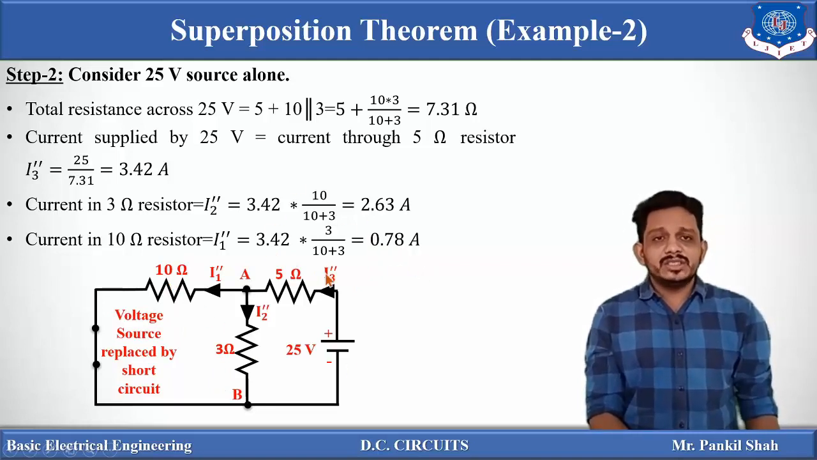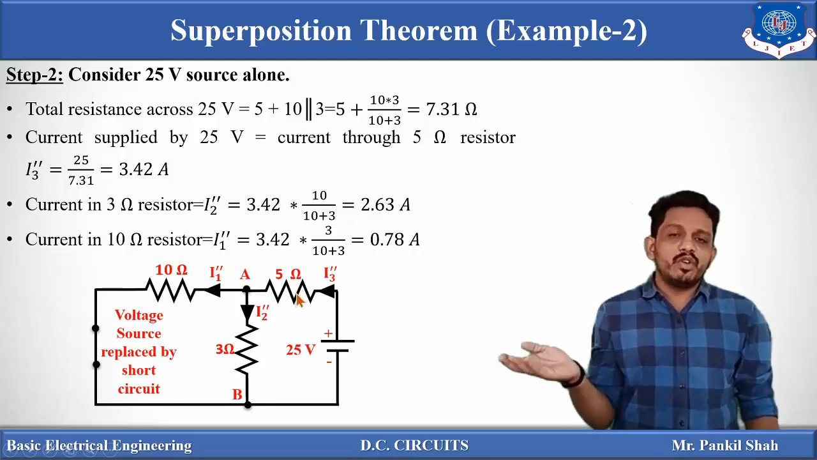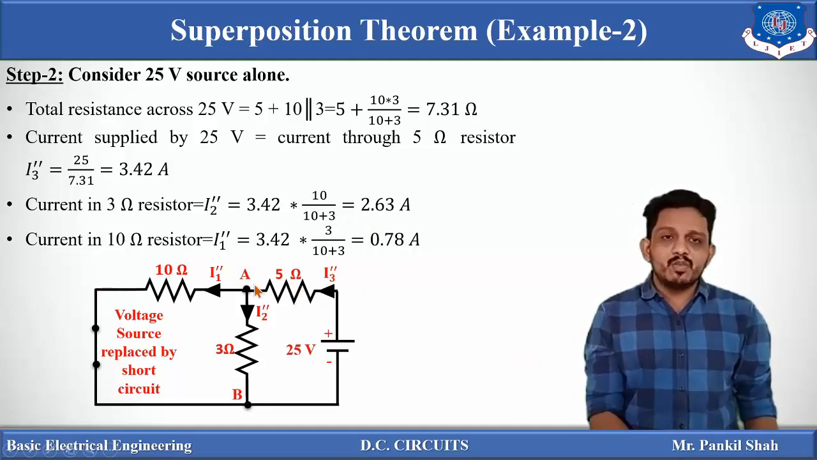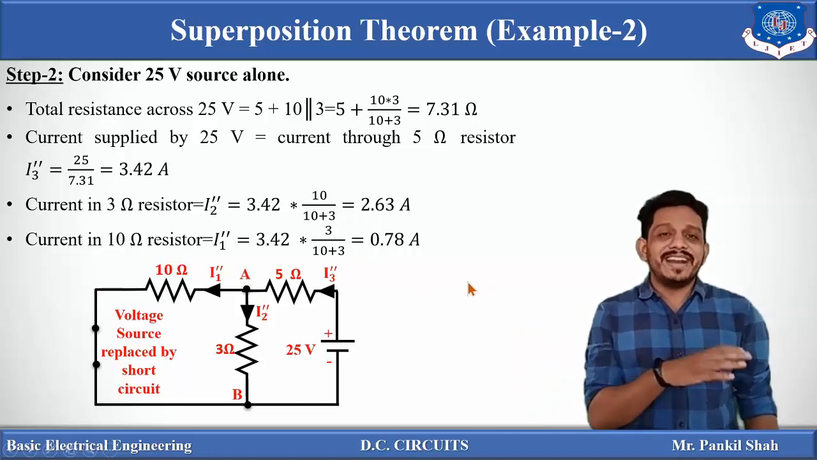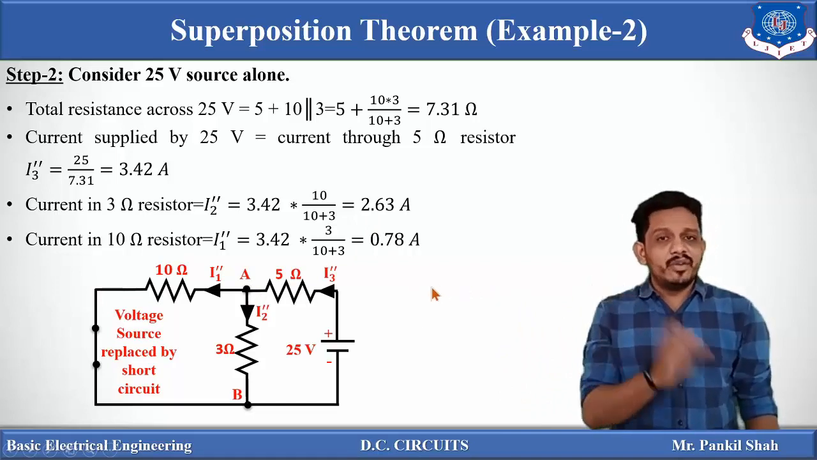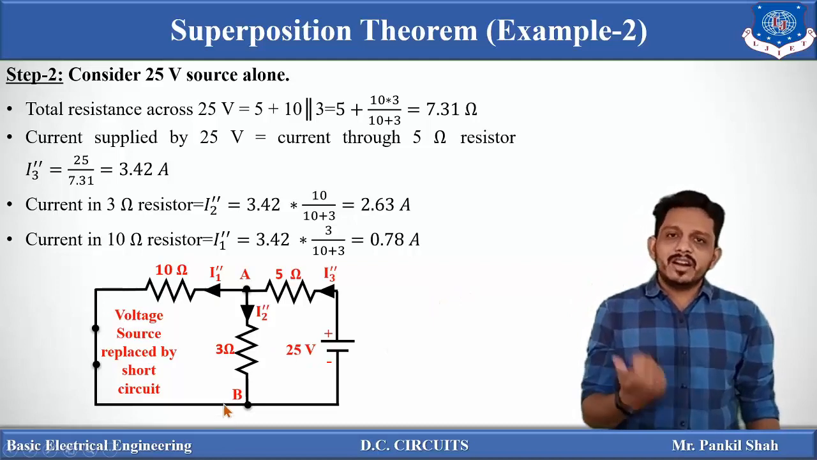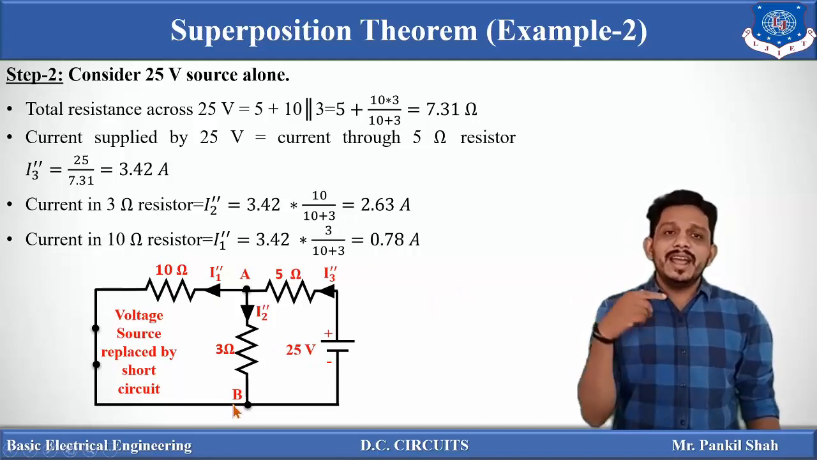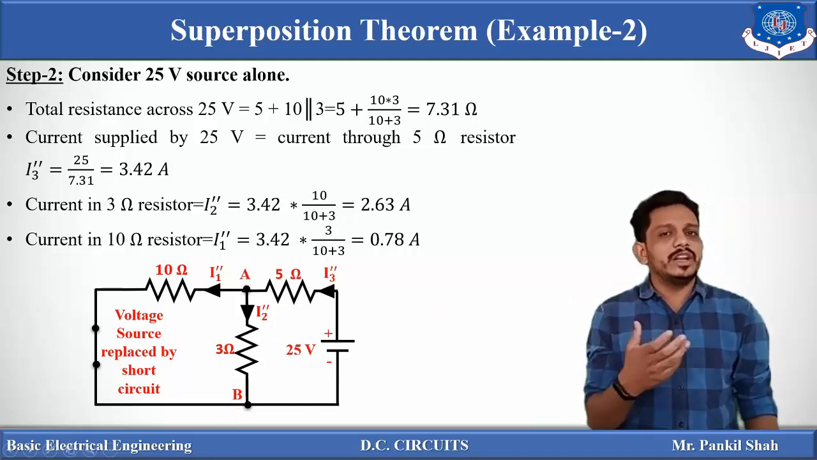But again, this and this current are in opposite directions, because in the previous case the current was flowing from left to right. Here in both of these branches the current is flowing from right to left. So you have to subtract the results. And in this branch the current previously was flowing from A to B, and here also it is flowing from A to B, so it will be I.